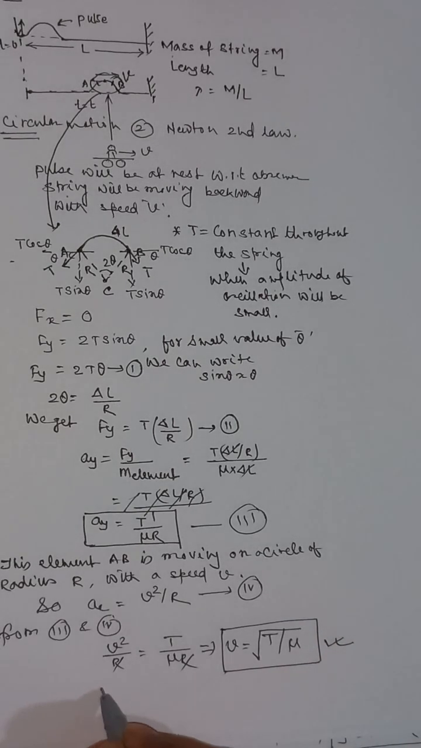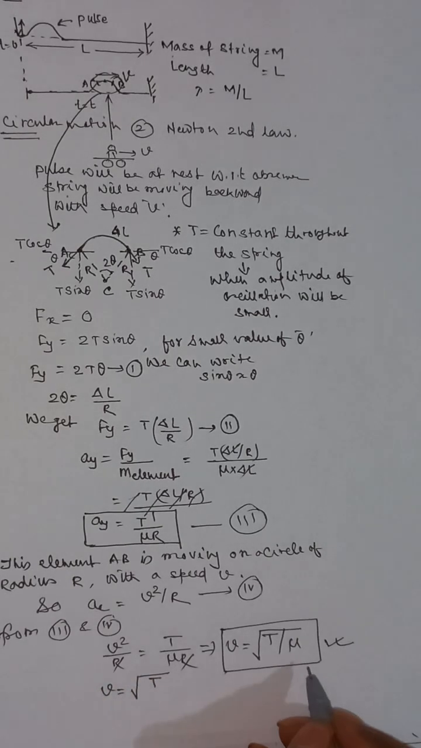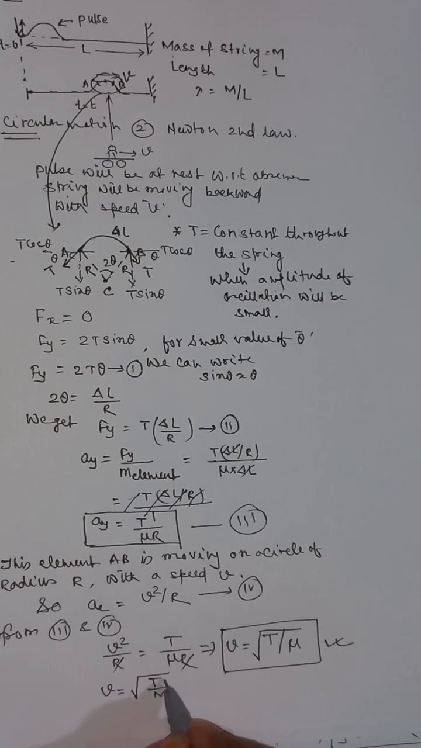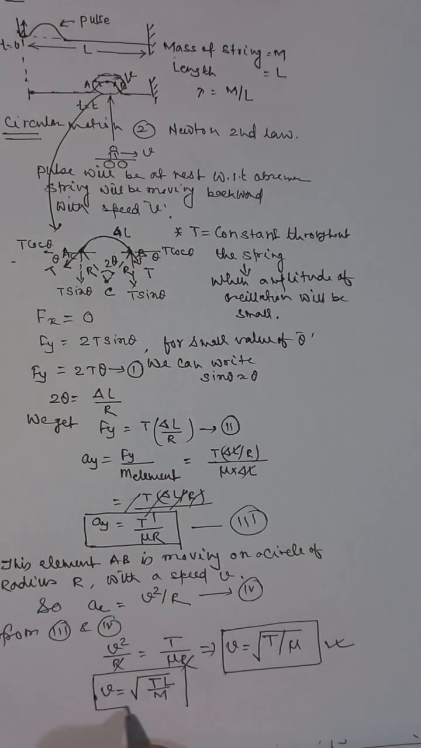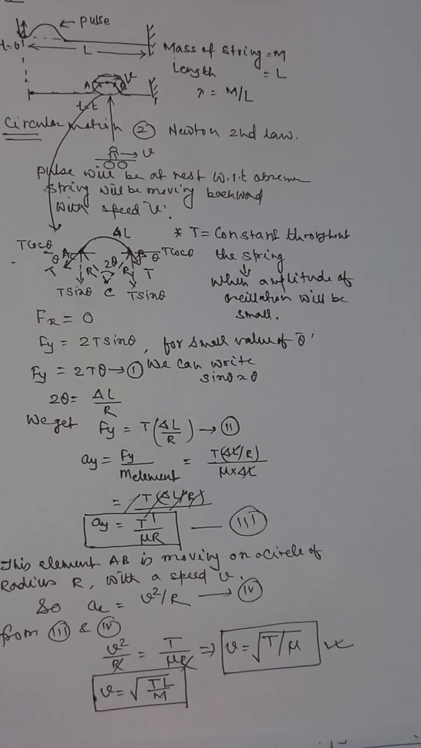We can write this as v is equal to square root of T, and mu we can write as m by l, so this will be divided by m times l. So if we increase the tension in the string, velocity will increase. If we increase the length of the string, keeping mass constant, then velocity will increase. If we keep the length constant and increase the mass of the string, meaning a heavier string, then velocity will get reduced.